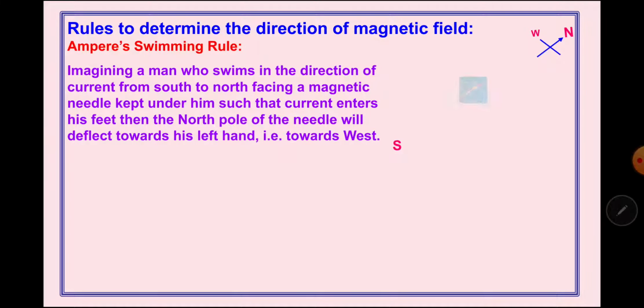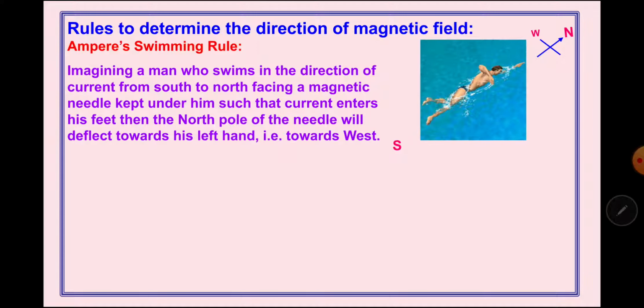So what we are going to do is imagine a person who is swimming as shown, in the direction from south to north, and we are going to assume that current is flowing in his direction of swim. That is, the current is flowing from south to north. Then what does this law state? It states that if we keep a needle below him, in such a way that his face is towards the needle, and the current is flowing from his foot towards his hand, that is from south to north direction. That means the current is in the direction of south to north.